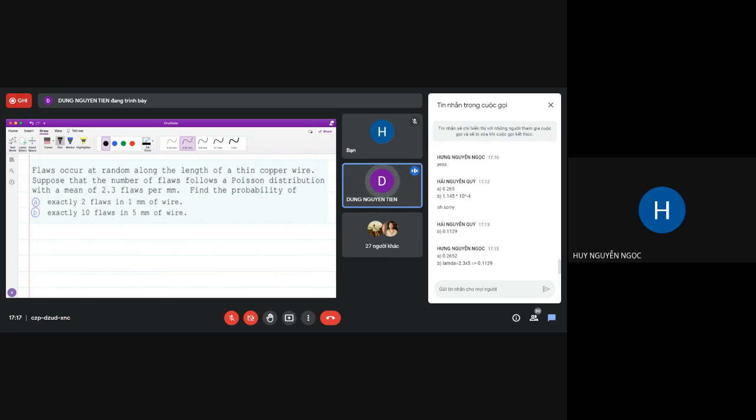Okay, then in this problem, we need to deal with the number of flaws, right? So let X be the number of flaws in 1 millimeter of wire. So in question A, you see that X follows a Poisson distribution with the parameter lambda. In this case, lambda is the mean of X, and that is 2.3 flaws.